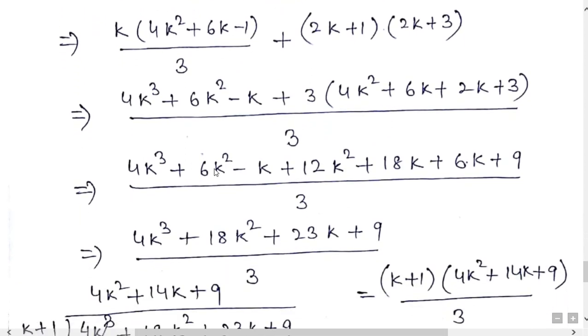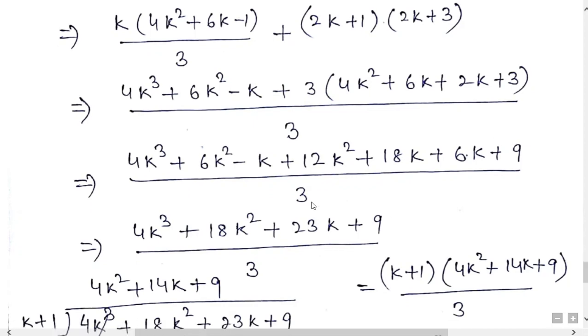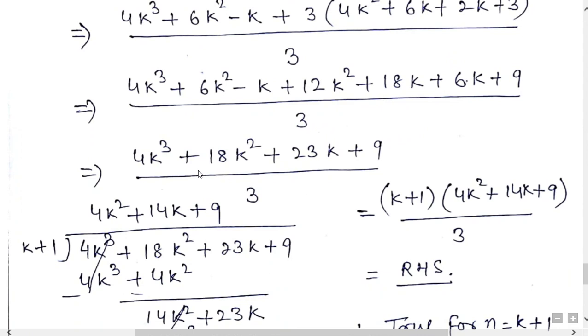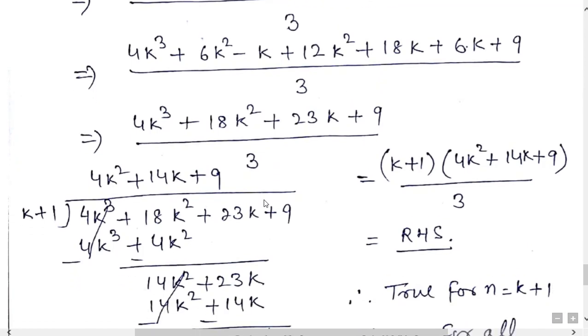It's 4k cube plus 6k square minus k plus 12k square plus 18k, then 3 into 2, 6k plus 9, divided by 3. And the answer is 4k cube plus 18k square, 6 plus 12, then 23k, 18 plus 6 is 24 minus k, it's 23k, and the last value is 9 divided by 3.